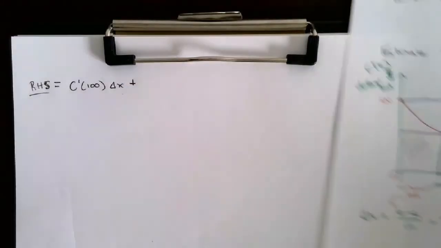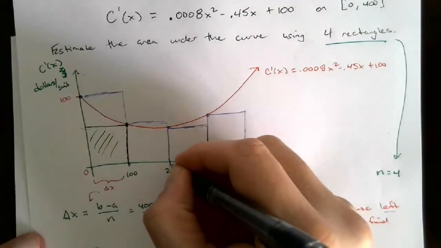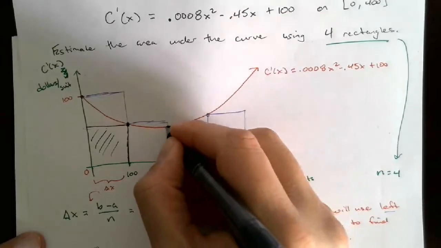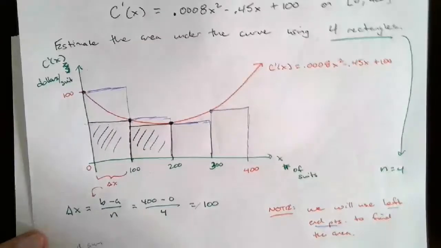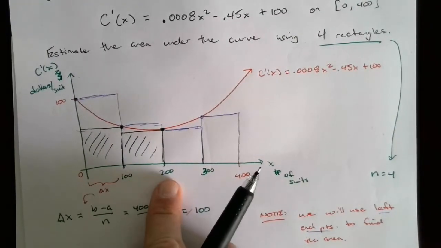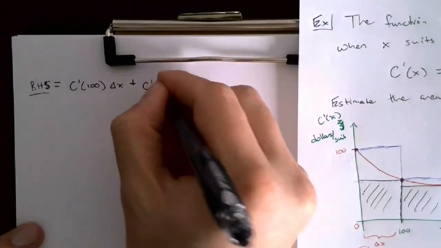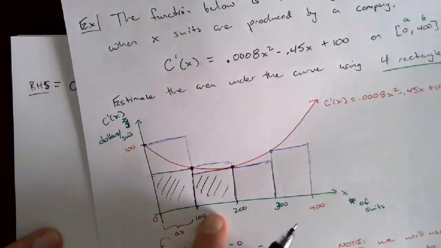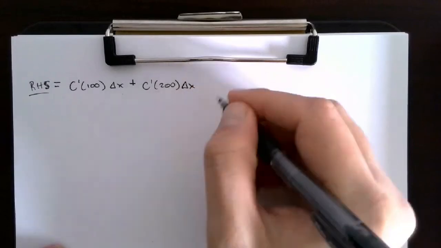plus the next rectangle. Remember, we're doing right endpoints, so I started with this one, so I'm going to go over here to 200. I go up to my function, following this up here, and then I go backwards from there at a right angle, and this will be my next rectangle. Well, what's the area of that rectangle? The height is C prime of 200 times the width, which is delta x. It's going to be 100 in this case, but times delta x, just to keep it general.